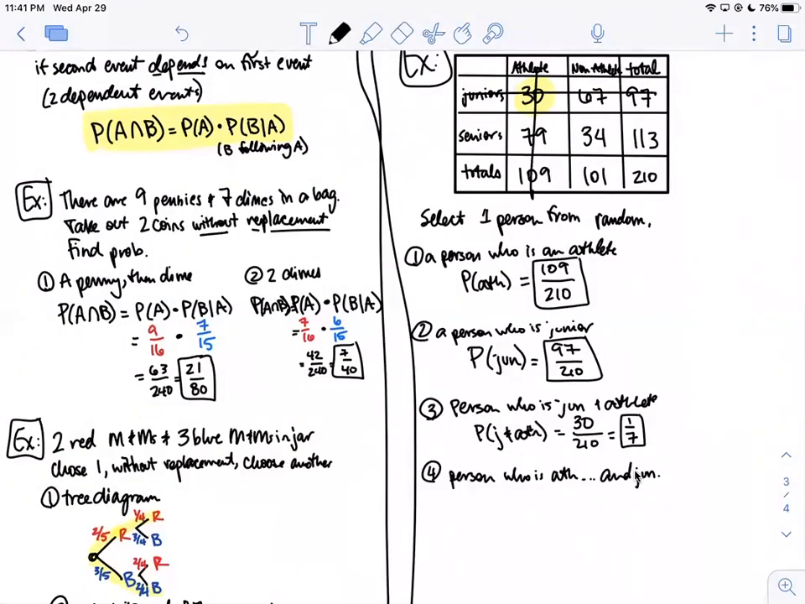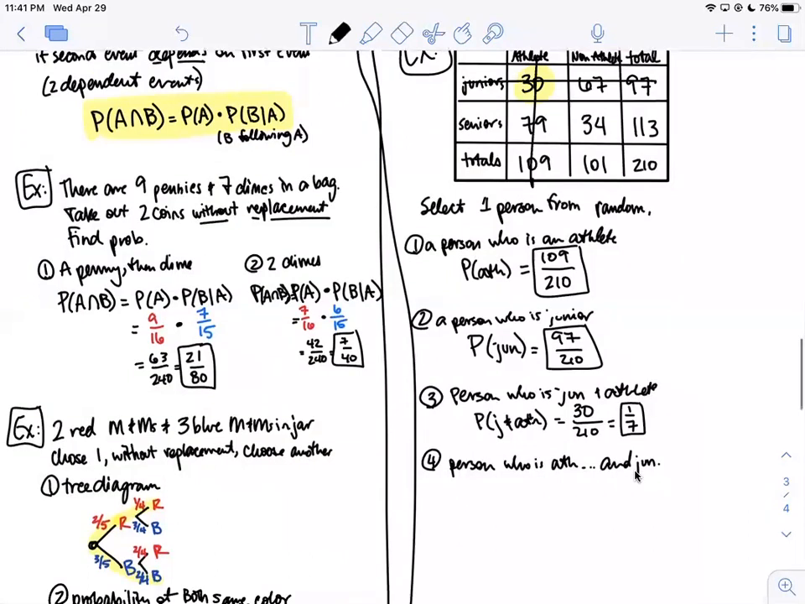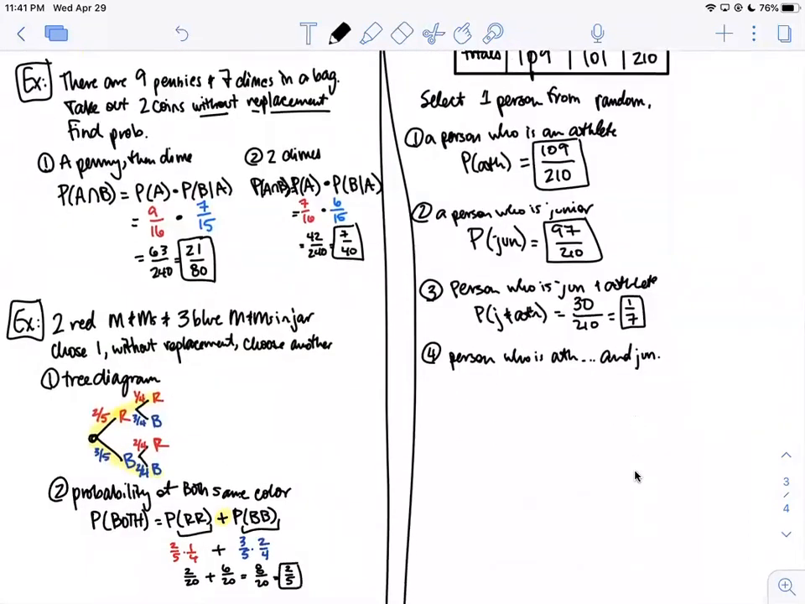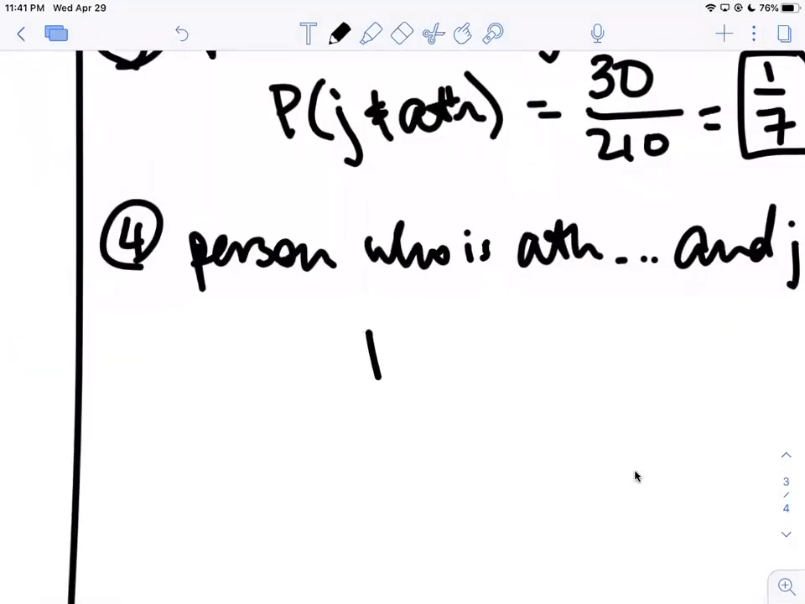So we're going to say it's 30 out of 97. That's the total number of juniors that we have, and we want them to be an athlete. So we're going to say, we'll just go straight to 30 over 97.